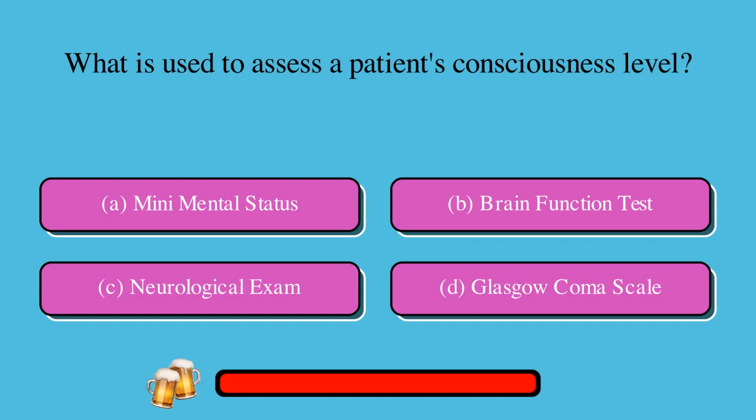What is used to assess a patient's consciousness level? A. Mini mental status, or B. Brain function test, or C. Neurological exam, or D. Glasgow Coma Scale? The correct answer is D. Glasgow Coma Scale.